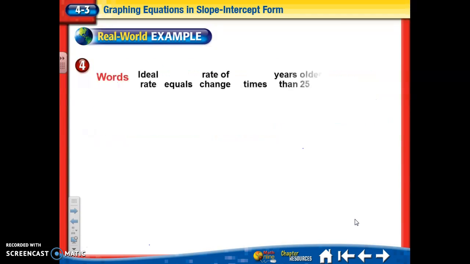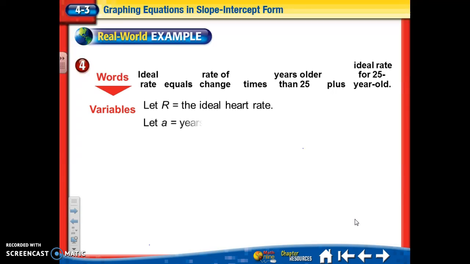So if I proceed on, here's what we're looking at. We want the ideal rate to equal the rate of change times however many years older than 25 we're going to look at, plus the starting value, which is the ideal rate for a 25-year-old. So here's what we've got. R is going to be our ideal heart rate. A is going to be the number of years that are older than 25. They must have thought age and rate for those letters.